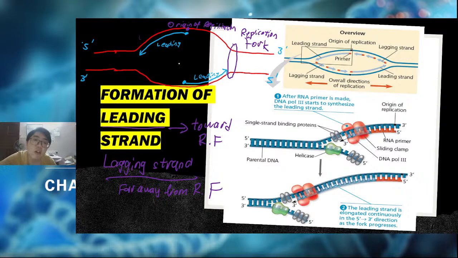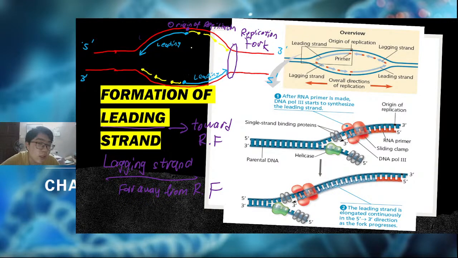Okay, lagging strand, I use yellow color. The lagging strand is the formation of the strand that goes away from the replication fork. Maksudnya, dia akan dari sini, dari sini, dari sini. Awak boleh nampak, kenapa ada potong-potong punya. Nanti awak akan tahu. Memang dia akan ada potong-potong punya.